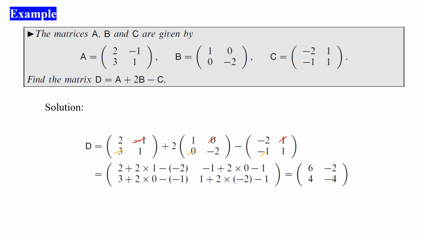And then next we have your 1 plus 2 times negative 2 minus 1. And that will be your D22 element of your matrix D. So we have here your D11, D12, D21, and then your D22. Simplifying, your matrix D is equal to 6, negative 2, 4, and negative 4. So you can replay this video to analyze the solution more.